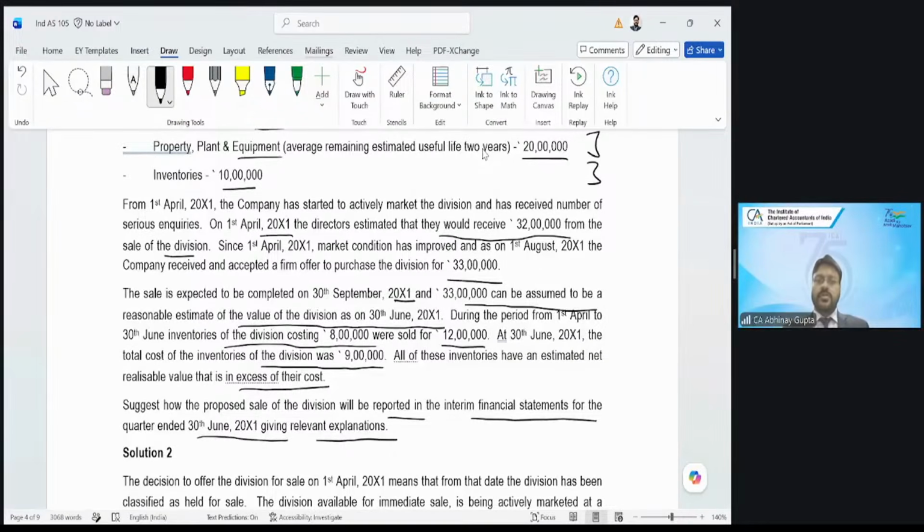So that's the question. I'm just waiting for a minute or two for you to digest the facts and think through what would be the accounting and presentation requirements for this, and then certainly we will discuss the solution. So giving you a chance to at least think through.